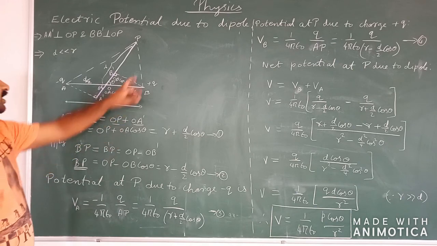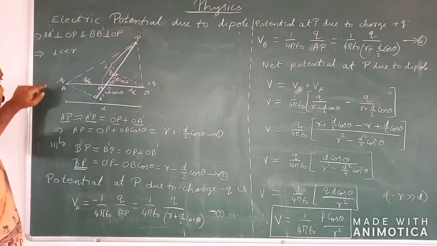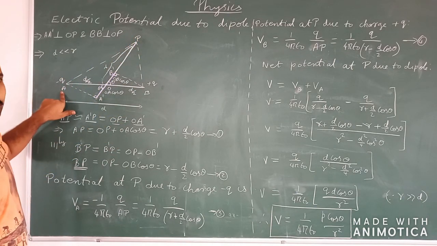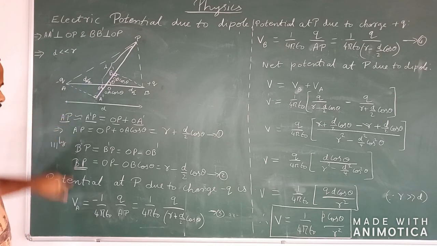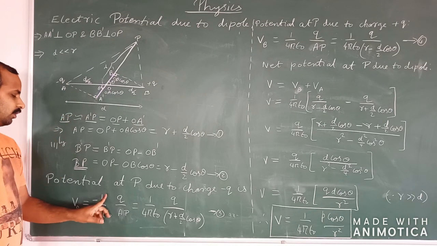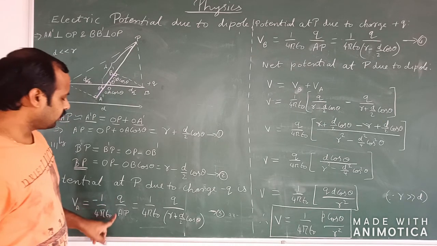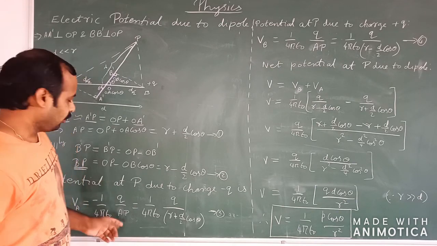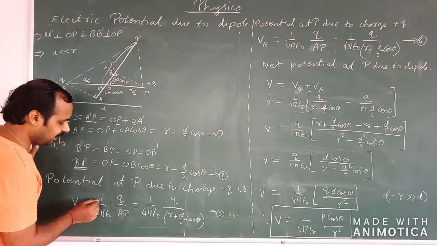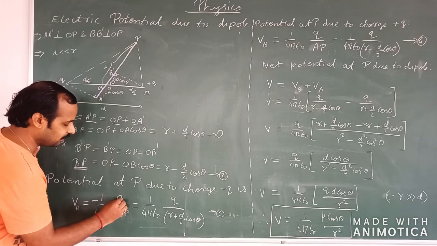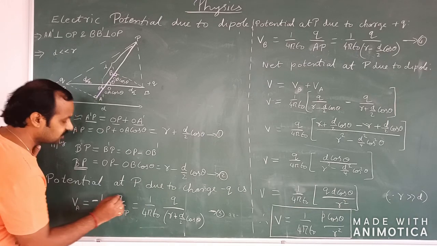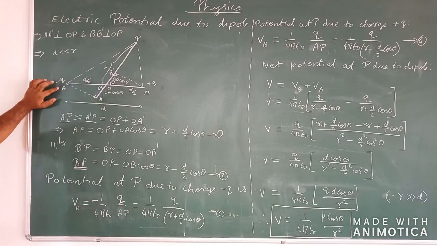Now, the electric potential at point P due to charge minus q, which is at point A, will be given by V_A equal to minus 1 by 4 pi epsilon naught into q by AP. Now why this minus sign? The negative sign actually appears due to the fact that the charge at A is negative.